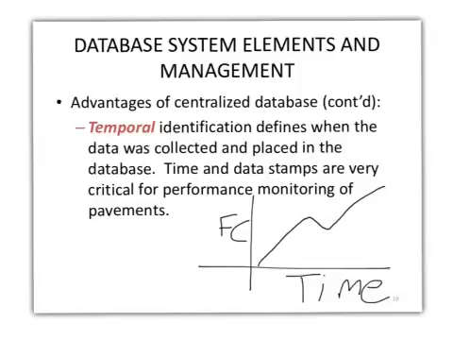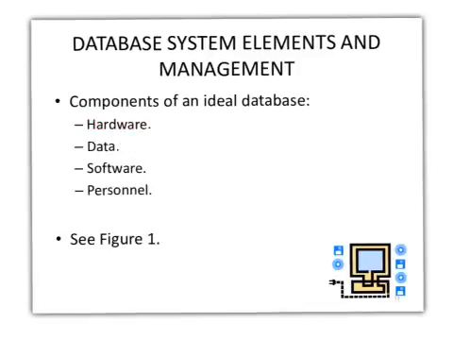But sometimes we go to the database and we cannot find any maintenance activity that triggered this drop in fatigue cracking, and the only reason would be changing personnel or changing standards. So having a centralized system will give us the chance to know the time and the data stamp for every single data point that was selected, and that is a huge advantage from the perspective of accuracy and performance of pavement in general. So what are the components of an ideal database?